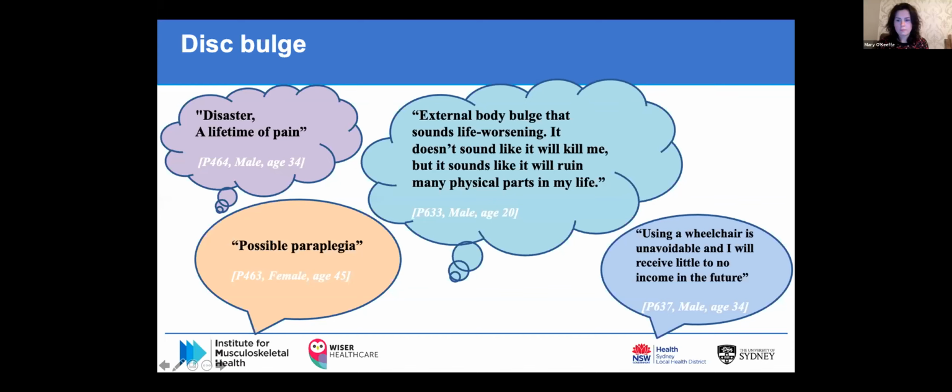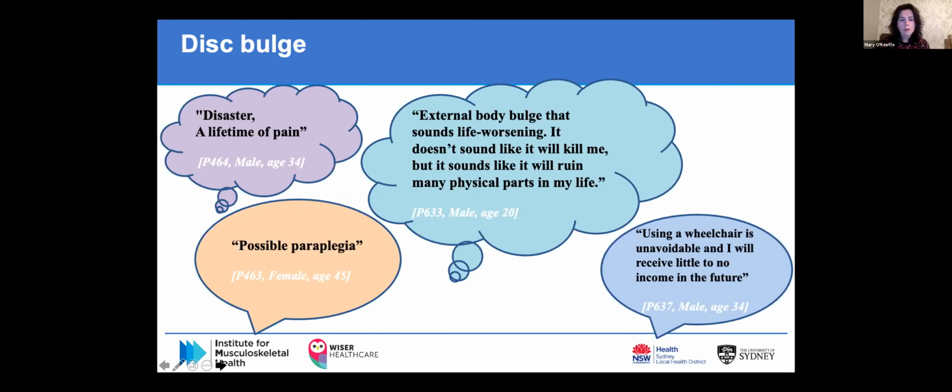I'm just going to describe how people react to the label. First, if you look at some of the reactions to disc bulge, people were saying fear of ending up in a wheelchair and not being able to work in the future, disaster, a lifetime of pain, an external body bulge that sounds life worsening. It doesn't sound like it will kill me, but it sounds like it will ruin many physical parts in my life. You can see that these are just two words, disc bulge, but it led to huge emotional reactions in the participants. They were already thinking they won't recover and that they would be disabled for life. Again, this shows the effect that your words can have with somebody with back pain.